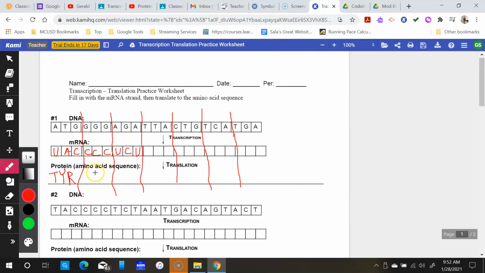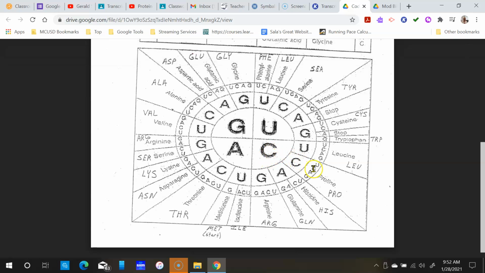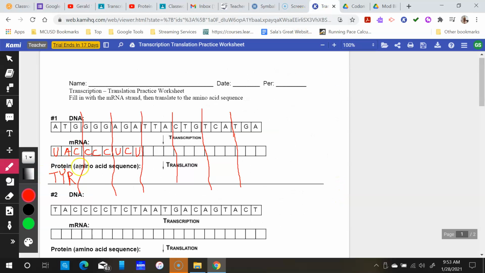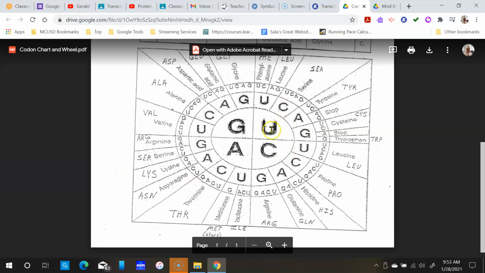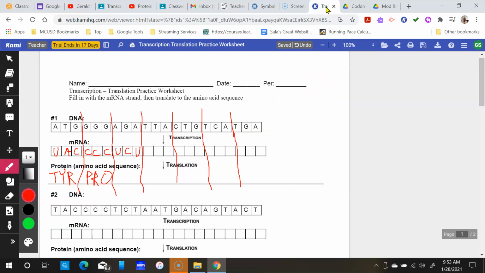But remember, this is just practice, so we're just really trying to go from the DNA to the mRNA to the protein. So our next codon was CCC, so we can look to see what that is. So CCC is proline, which is PRO, so then we would just write that amino acid right here. And then we'll do one more here. So again, DNA to the mRNA codon. Now we go to our codon wheel, so UCU is serine, so that would be SER.